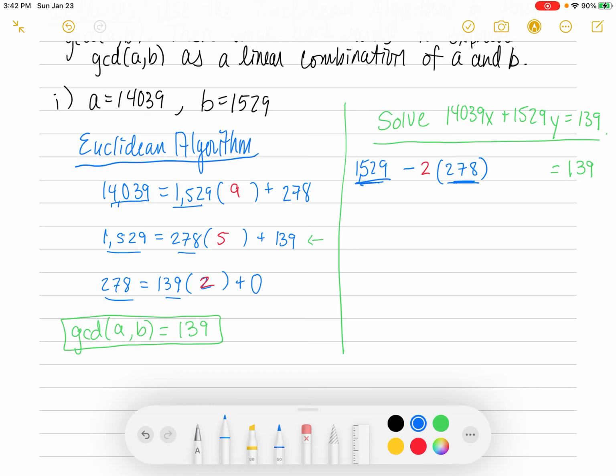So we want to check our numbers that are underlined, right? We have 1529, 278, and we want to look at the smaller one that's underlined, that's 278, right? 278 is not our original number A or B, right? It's neither A nor B. So we want to update that 278 with something else.